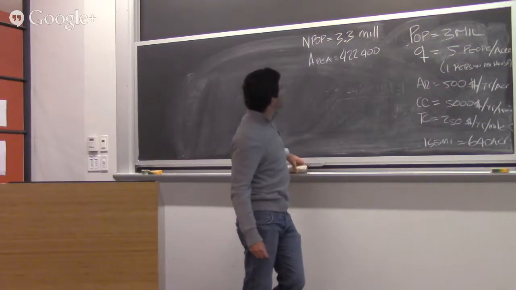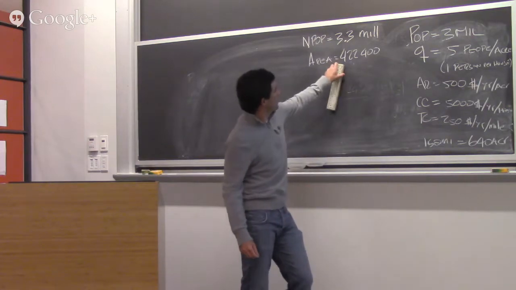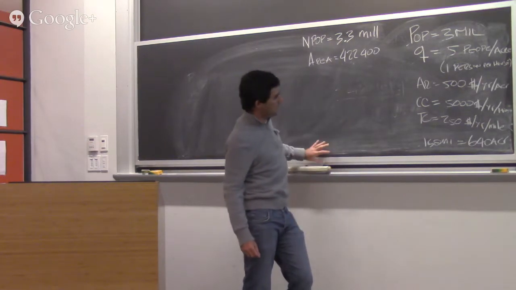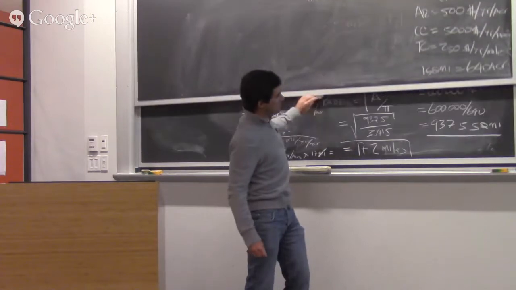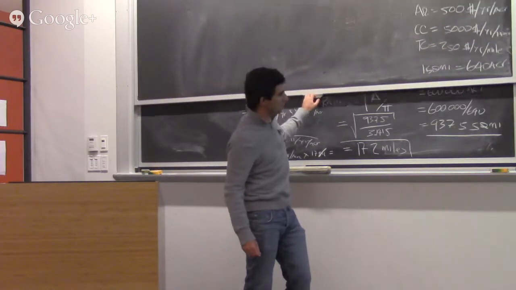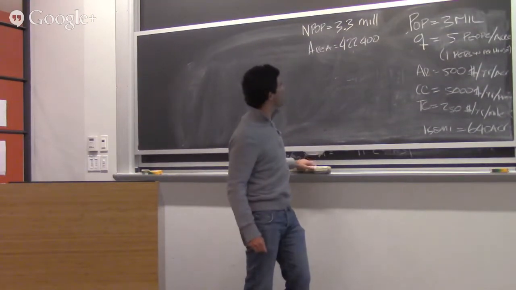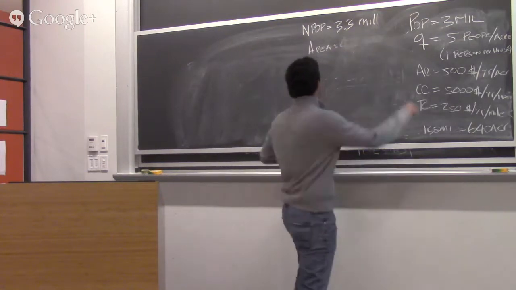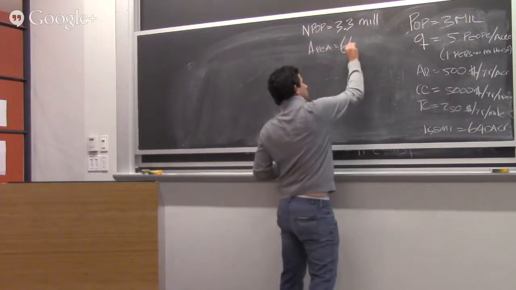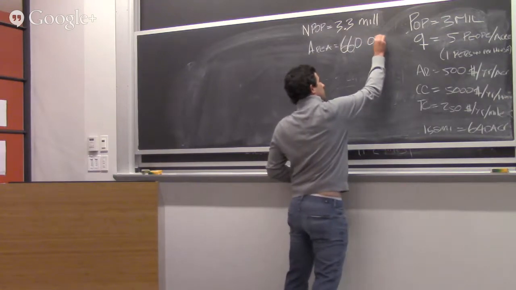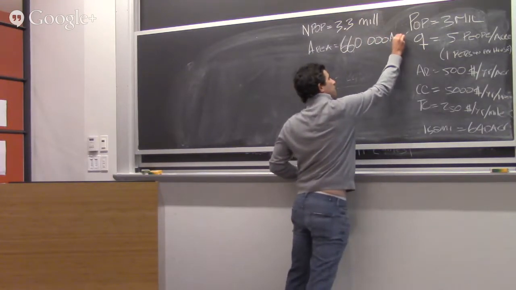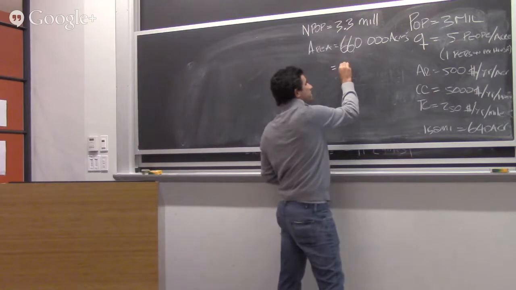CC construction. I thought it was structure. I think you're right. 3.3 divided by... 1,031 square miles.